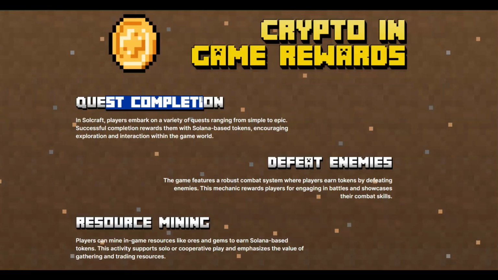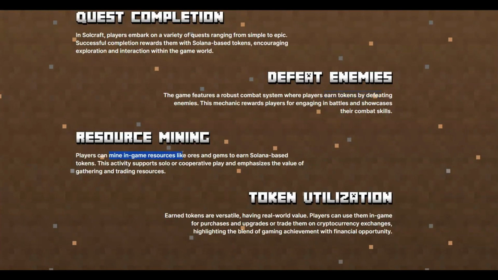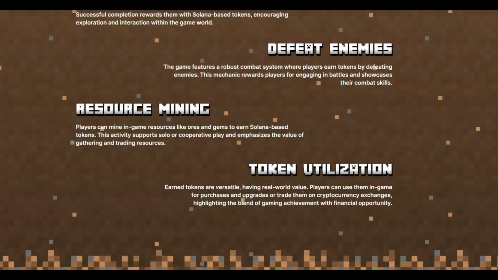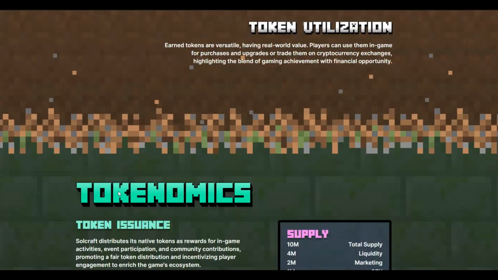You've got the quests in Minecraft that will earn you some money when you defeat the enemies. You earn the tokens when you mine in-game resources like ores. Also, you can earn the tokens and you can use them in-game or obviously withdraw them, which is very cool. So for now, there are four ways to earn the money.